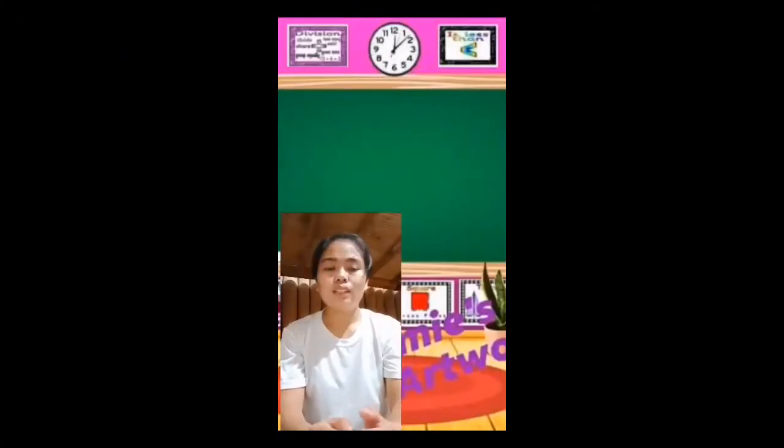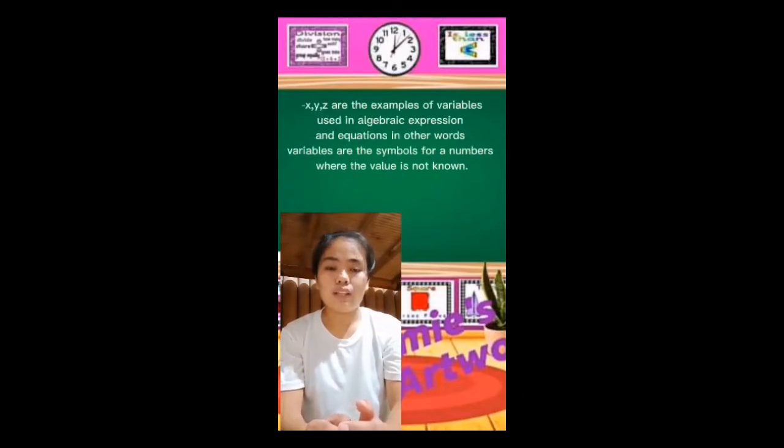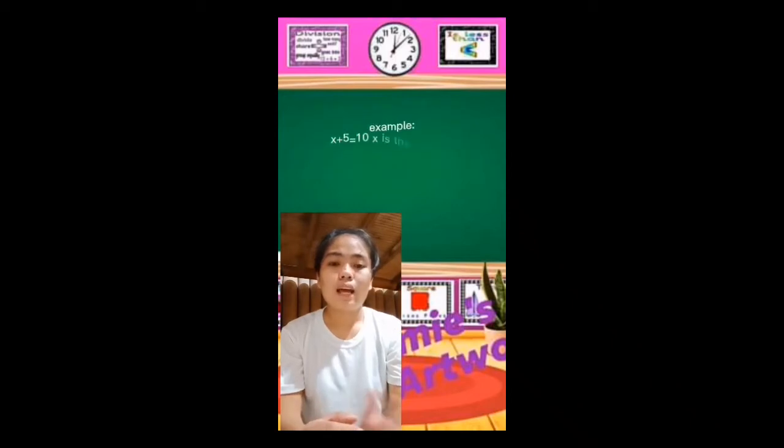So they already discussed the definition of variables. I will just give an additional definition and example of variables. X, Y, and Z are examples of variables used in algebraic expressions and equations. In other words, variables are symbols for a number where the value is not known. For example, x + 5 = 10. So x is the variable.